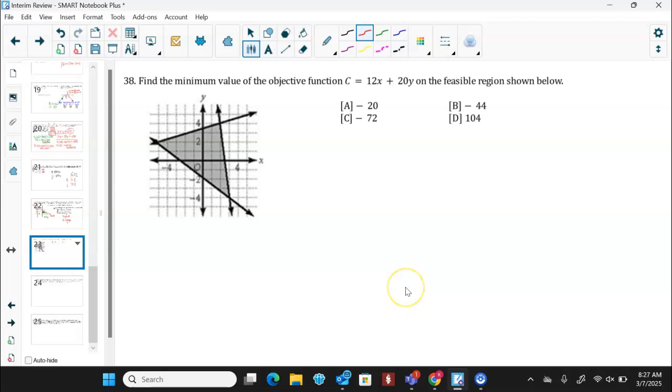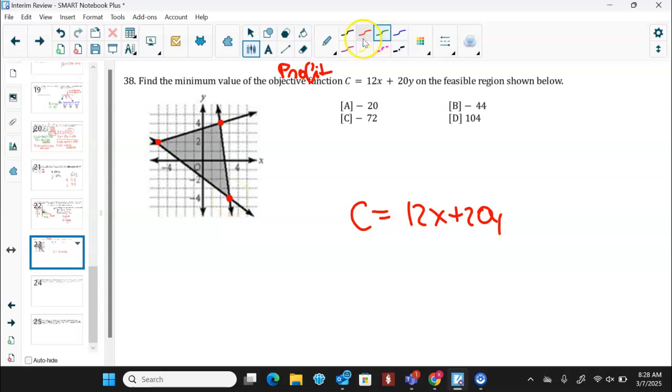All right. The next question here is find the minimum volume of the object function. Object function means profit. So how much money am I making? And the profit function is 12x plus 20y. And now we are going to find our vertices, which means the points that make the shape, right? So the edges of the shape.